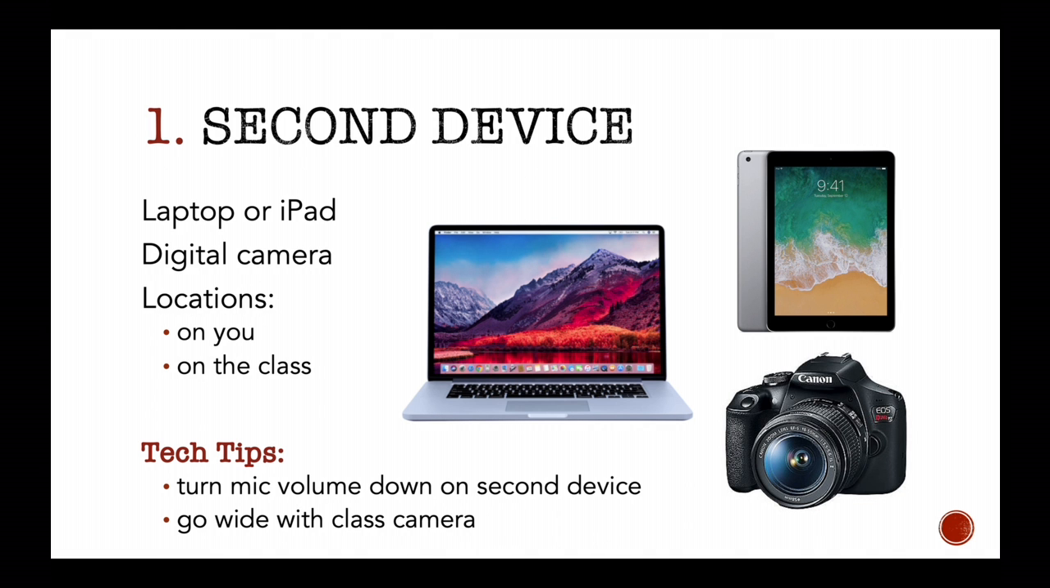So my tech tips for the second device are this. Number 1, make sure that you turn the mic volume down on that second device. That's right. Make sure that the volume is down. Otherwise, you're going to get some nasty feedback. And not that I would know anything about that. Number 2, go wide angle with that class camera. Get as many of the students in as possible, even if you have to move it a little bit during the class to change up the view.